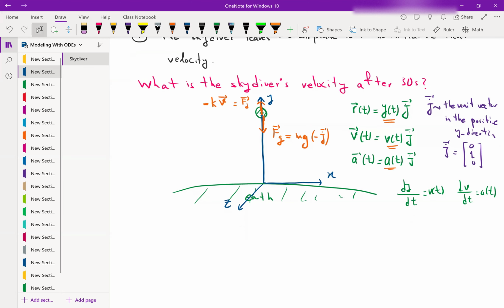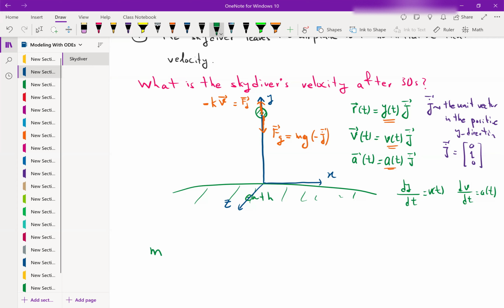All right, so now that we have our coordinate system and our free body diagram, the next step is to apply Newton's second law. So what was Newton's second law? The total force applied to the body is equal to mass times acceleration. So the next thing I'm going to do is apply Newton's second law.